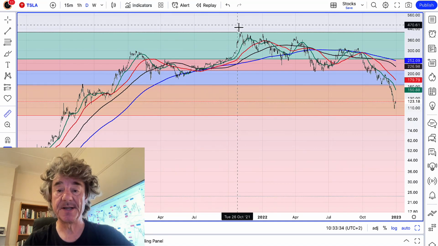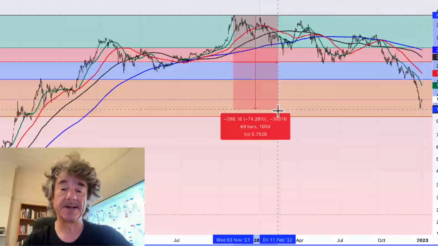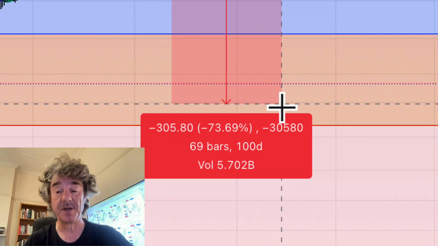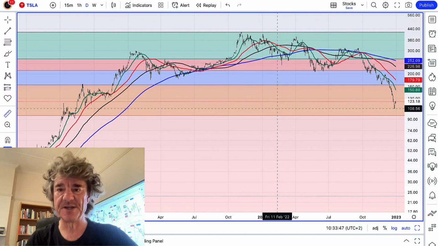Let's have a look at how much it is. So from up there down to where we are at the moment. So that's 74%-ish from the top to the low. So it's a hell of a drop. And the question is, where is this going to stop?